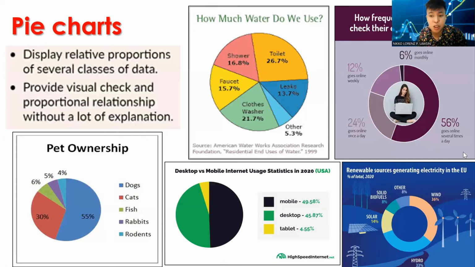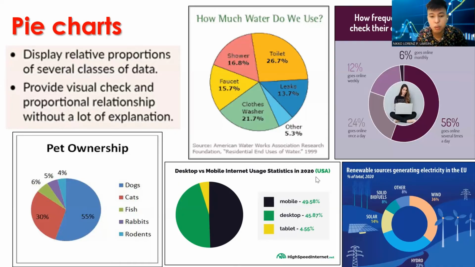The highest is 56%, who go online several times a day, to be followed by once a day, once a week, and every 6 months. Pet ownership, you can see here that dogs have the most dominant percentage. By the way, if you are reporting particular data, the trend of the discussion must start with highest to lowest or lowest to highest, as long as there is a logical sequence of discussion.